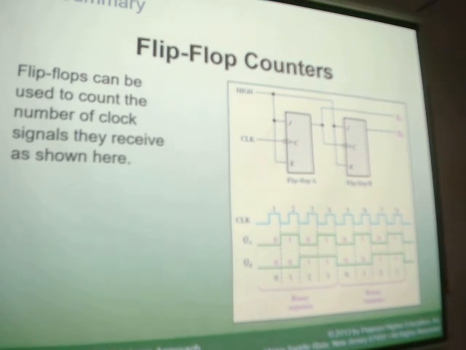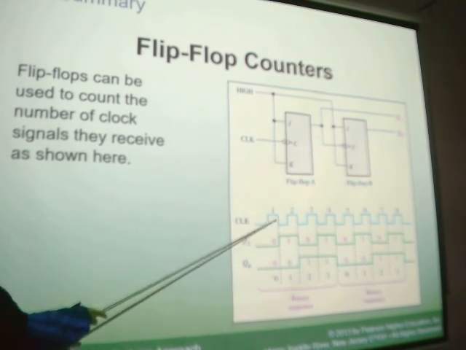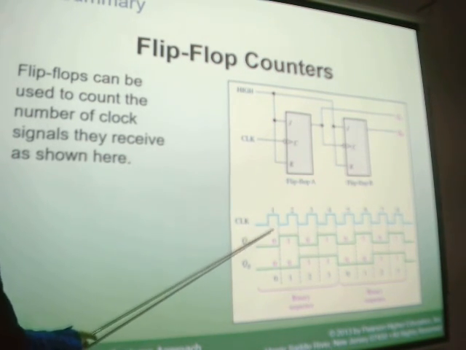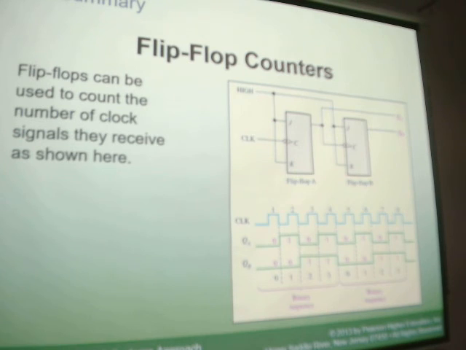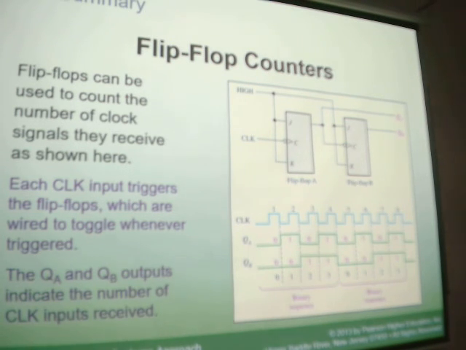So from this we can count the inputs. We can count the number of clock signals. Each clock input triggers the flip-flops, which are wired to toggle whenever triggered. The QA and QB outputs indicate the number of clock inputs received.